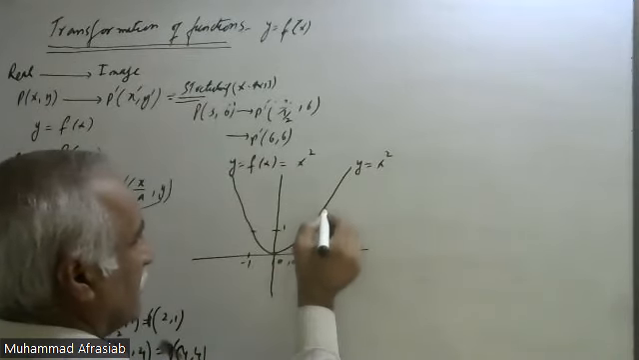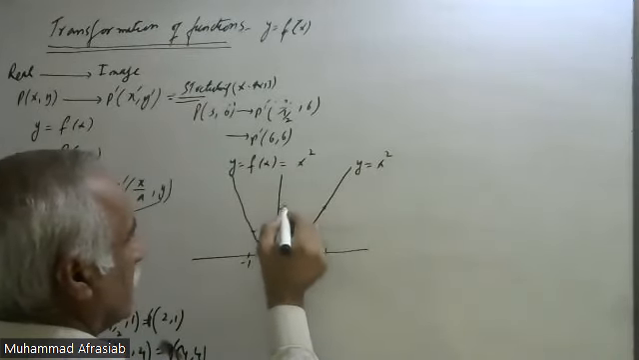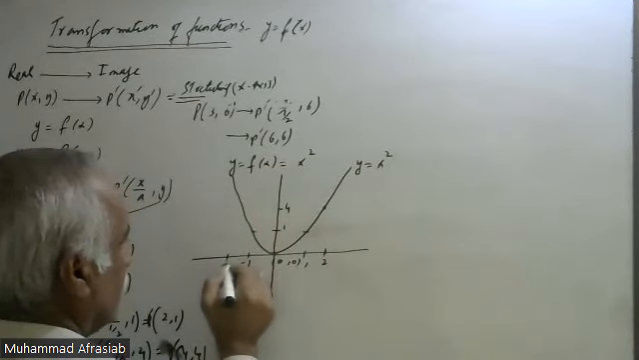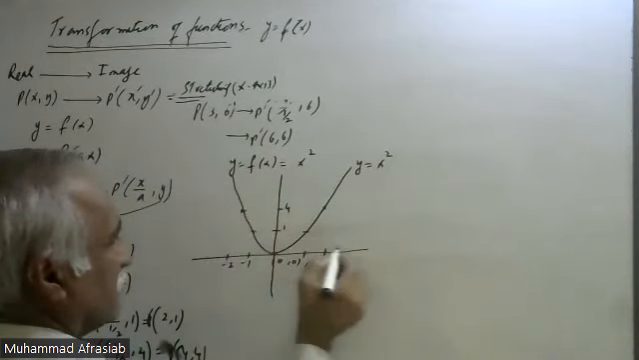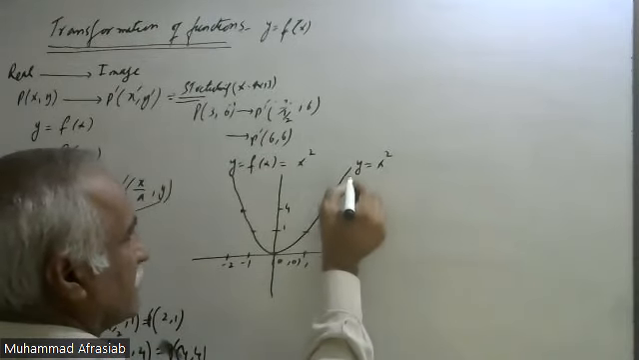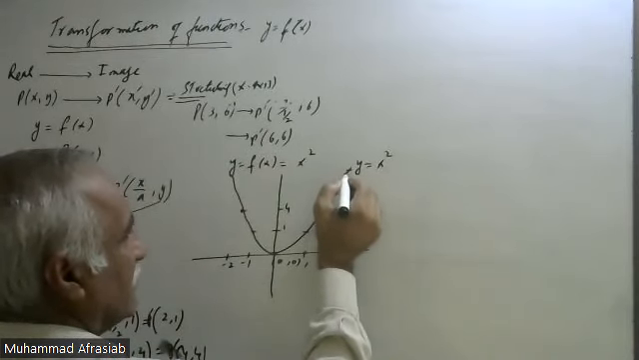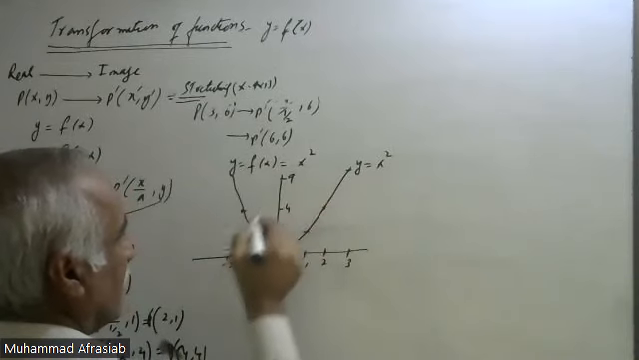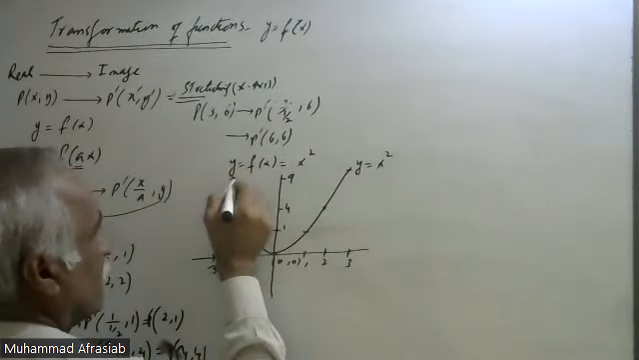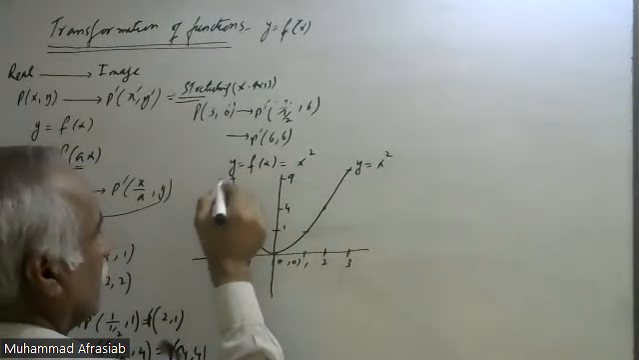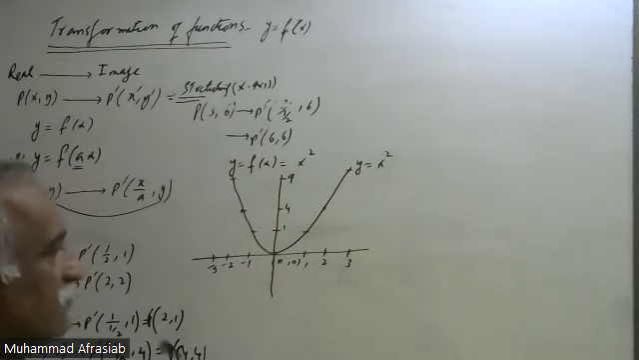For 2, it is 4. For -2, it is also 4. For 3, let's say that is 9. And for -3, it is also 9 here. So this is the graph of y is equal to f of x.